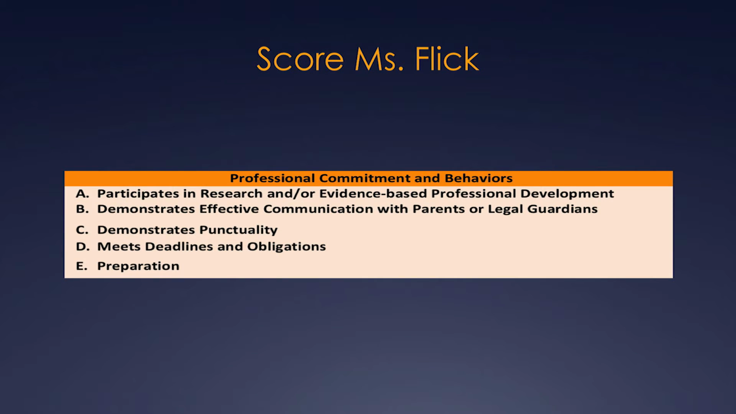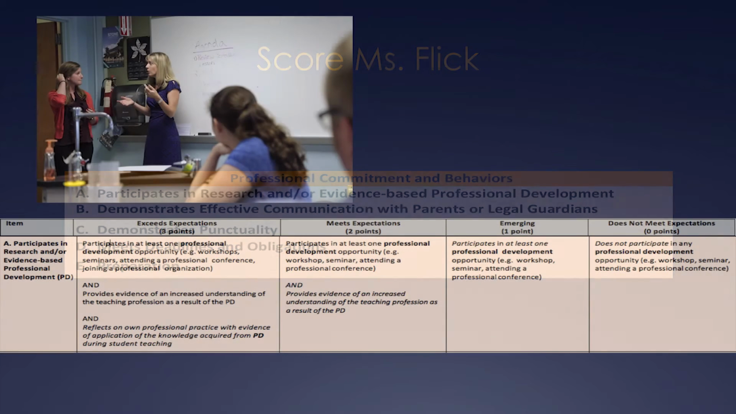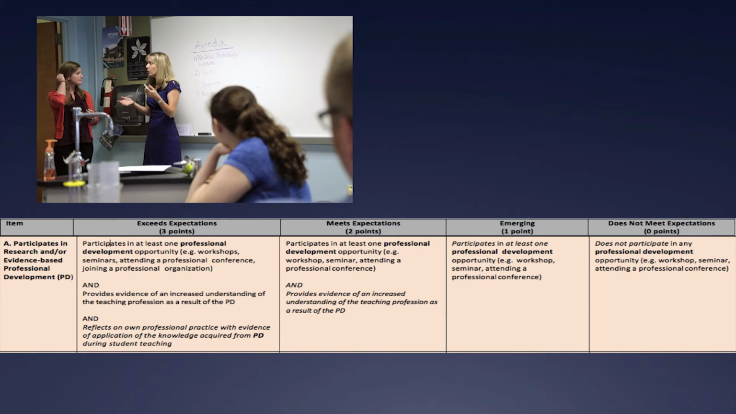Take a moment and use the rows in the Professional Commitment and Behavior section on the form, found in your supplementary packet, to score Ms. Flick based on the video you've just watched. You may not have felt like this observation was enough for you to provide a score for every row, and that's okay. Often, it will take several observations of a student teacher to be able to assign a score for a given disposition.